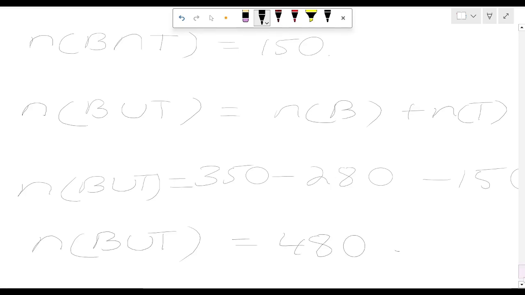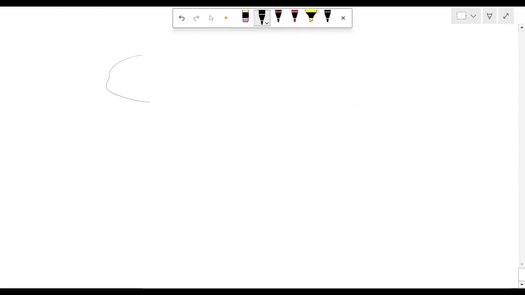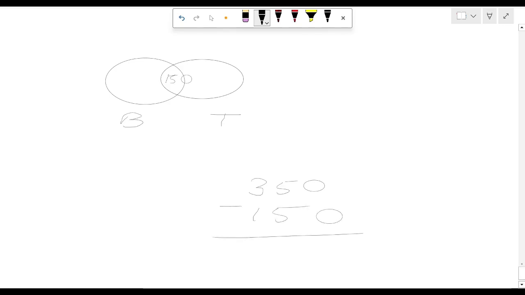But now what if I want to showcase a Venn diagram for this question? So I will create the first set, then I'll create the second set, and I'll call this set B for badminton and T for table tennis. Then I know that the intersection is 150. So if I have 350, it will be subtracted from 150. That leaves me with 200. So I'll write 200 here.